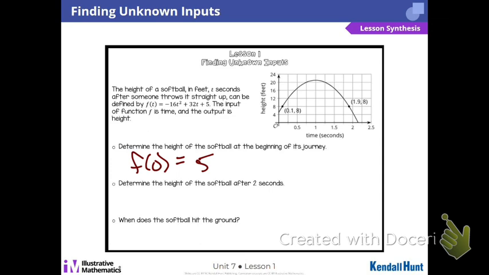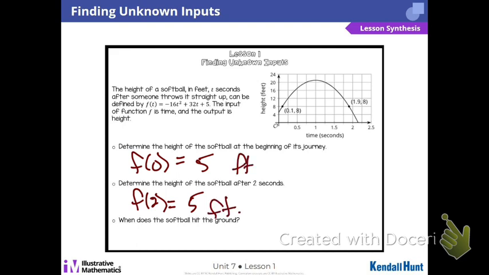Okay, what's the height after 2 seconds? Is the graph better or the function for this? The function. So we're going to put 2 into the function. Negative 16 times 2 squared plus 32 times 2 plus 5. Ooh, 5.